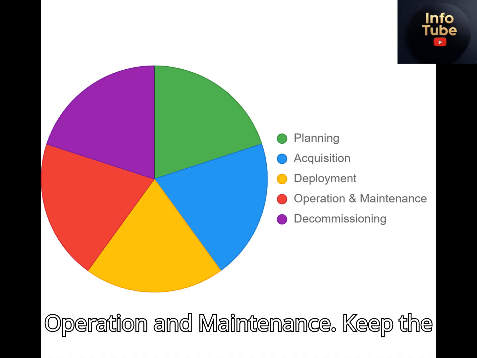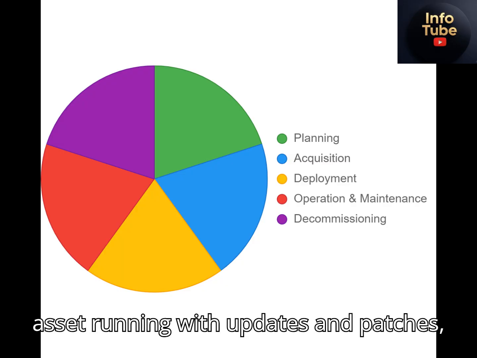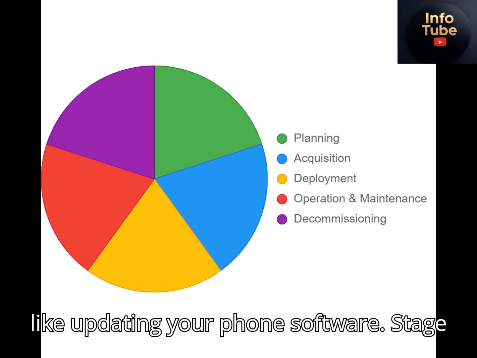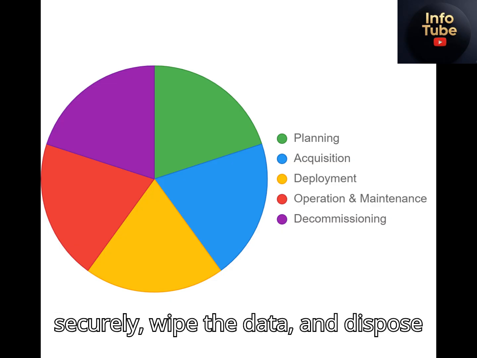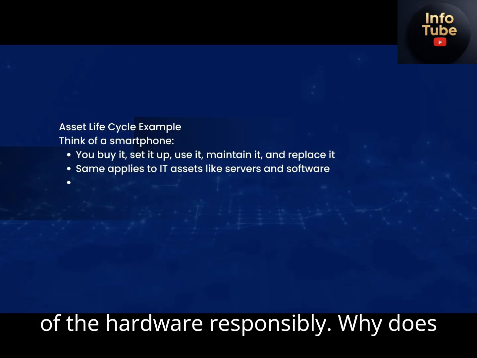Stage 4, operation and maintenance. Keep the asset running with updates and patches, like updating your phone software. Stage 5, decommissioning. Retire the asset securely. Wipe the data and dispose of the hardware responsibly.